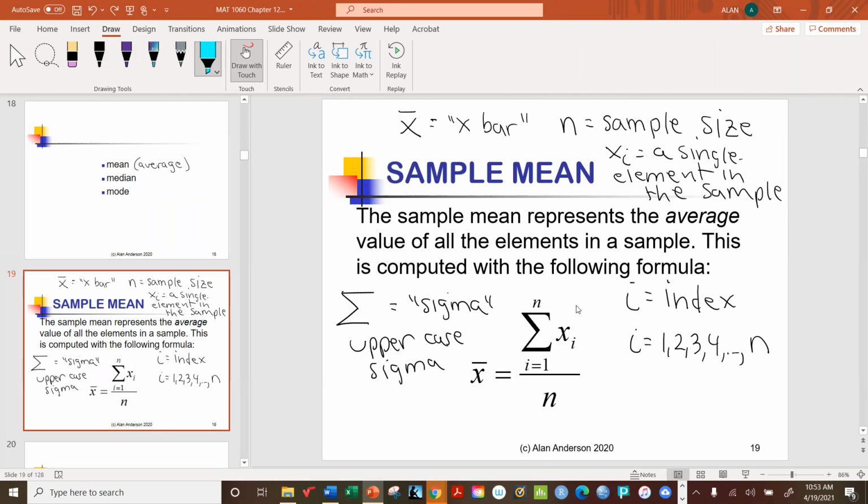So this is the formula right here. So the question is, what do all these pieces mean? All right, well, we'll start with the X bar. In the upper left-hand corner, you see that little line on top is referred to as a bar in statistics. So that becomes X bar.